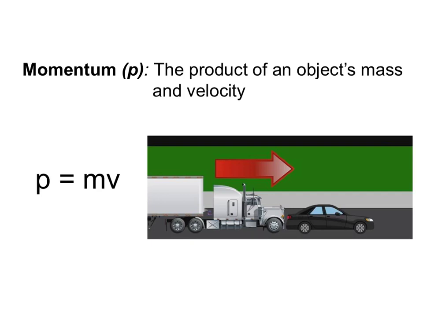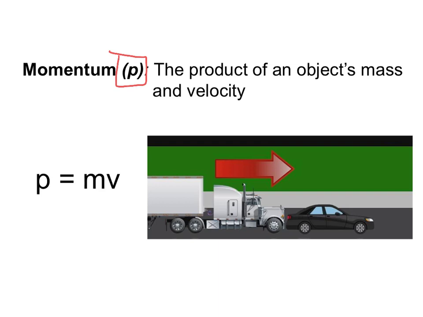So first we need to define momentum. Momentum in science is given the letter P. I know it seems like M would be a great choice, but M is taken with mass and meters. The capital M is taken with other terms, and so P is the term for momentum. So anytime you see the letter P, we're talking about momentum.